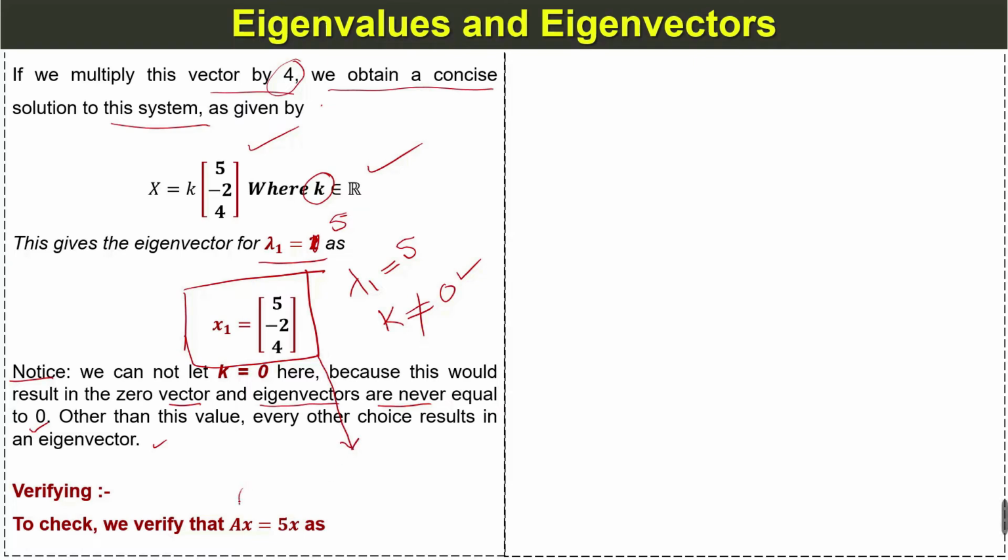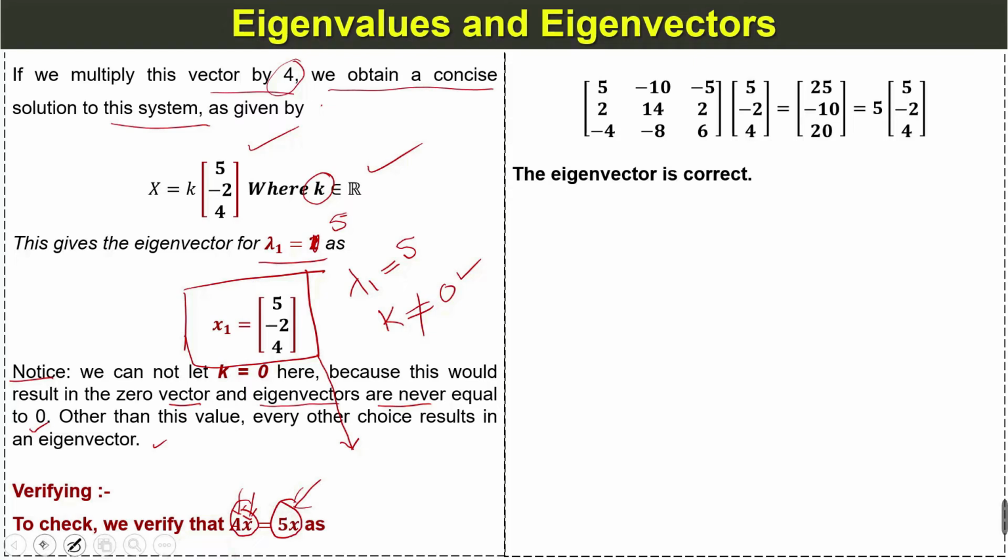Okay, so we substitute A and the eigenvector here, then we will see whether this multiplication is equal to this one or not. After substituting and multiplying, we get this, and we take 5 common. We can see that this is our calculated eigenvector x, and this is our eigenvalue. So the eigenvector is correct.